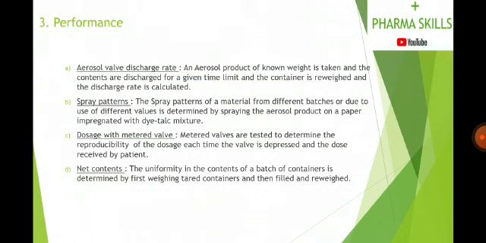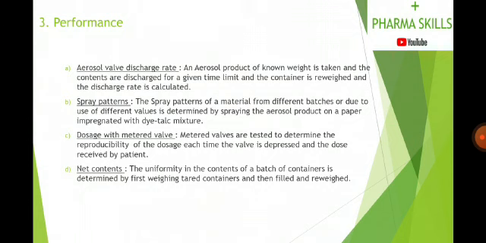dispensed. Spray pattern. Spray pattern is determined by spraying the product on a paper impregnated with dye talc mixture. The dye may be either oil soluble or water soluble depending on nature of aerosol. When the particles of aerosol strike the paper, the dye gets absorbed on the paper and reveals a definite spray pattern.